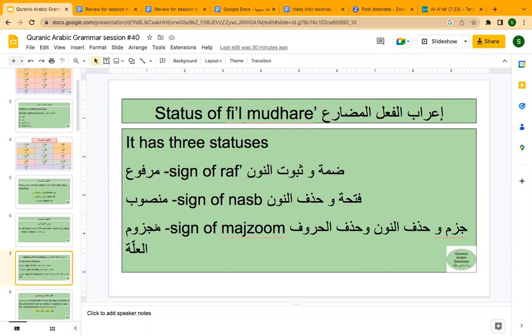In case of majzoom, we just did that: either the word will end with sukoon, or there is hadhf of noon in case of af'alul khamsa, or there's going to be hadhf of huroof al-illa. And who remembers huroof al-illa? What are the weak letters in Arabic? Alif, ya, waw. Okay, these are simple things. You have to just memorize them, but these are very important things.